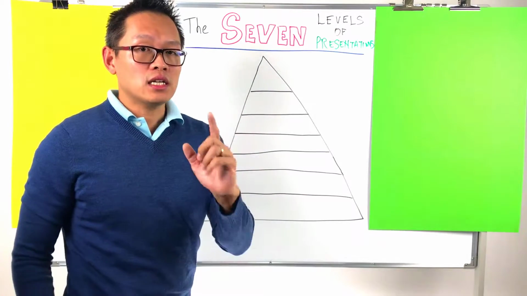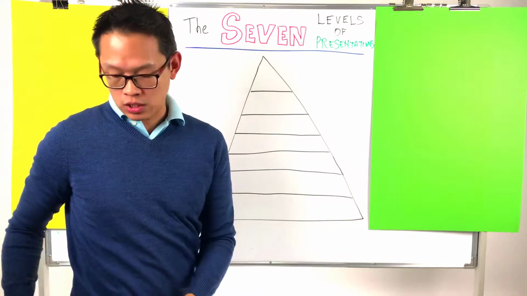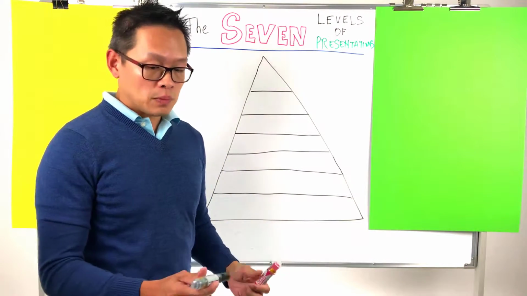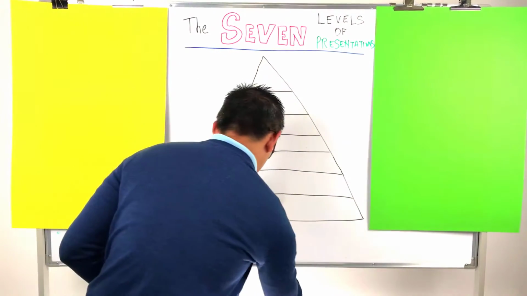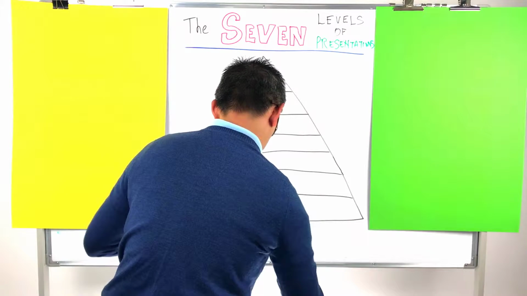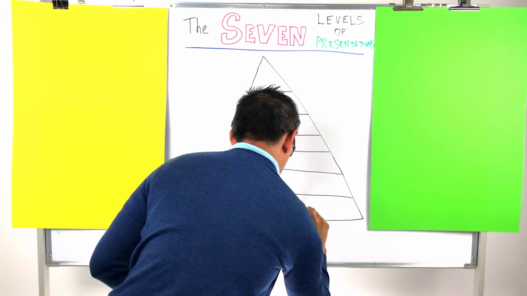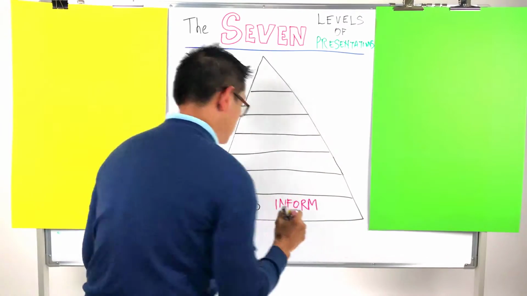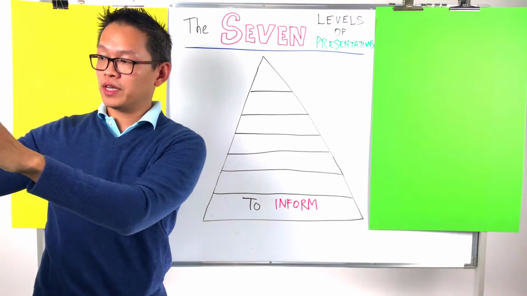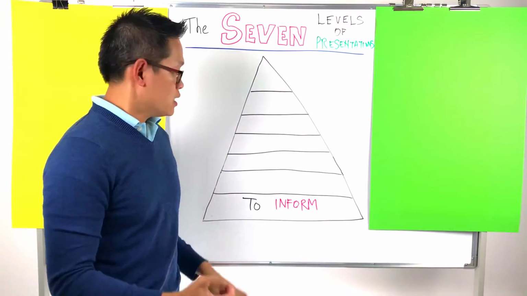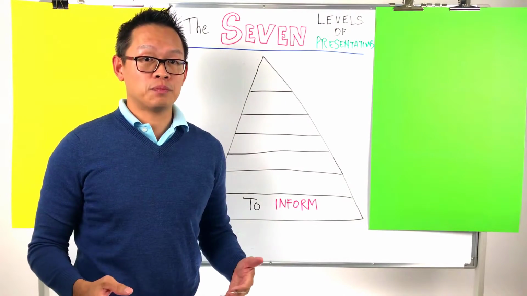So what exactly is the first level of presentation? What is the main objective of your presentation? And I can tell you, for most people, the objective of their presentation is to inform. Most people, the level of objective that they are doing is to inform people. This is what I call the newspaper or the reporter.